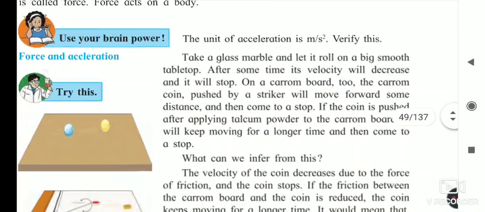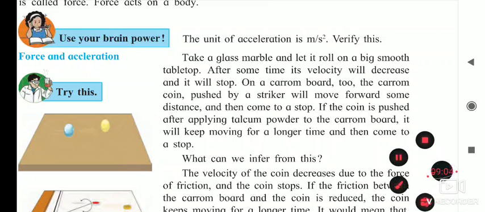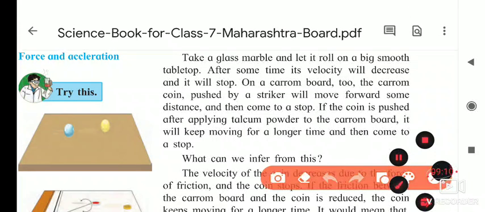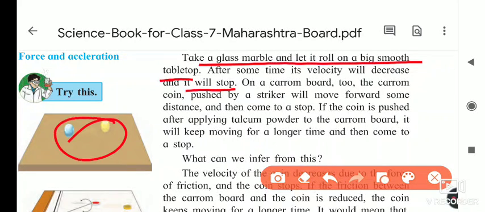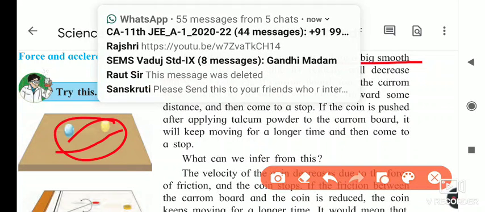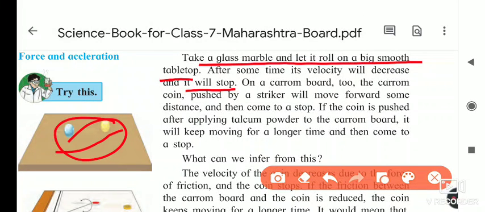Now force and acceleration. For that, take a glass marble and let it roll on a big smooth tabletop. You are playing with marbles, no? The marbles are made of glass, and after some time their velocity decreases and they stop. Whenever you play with marbles, its speed is there, and after some time it stops.